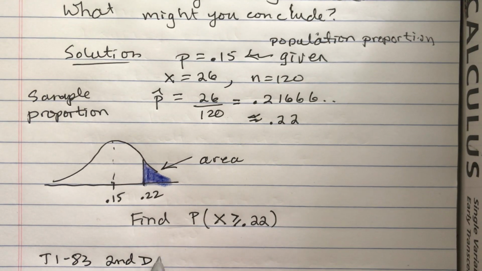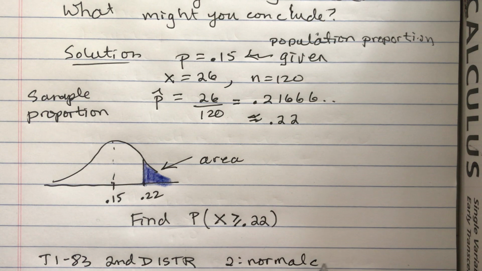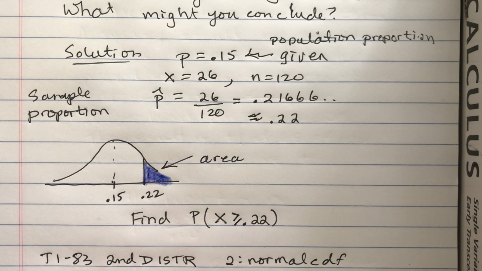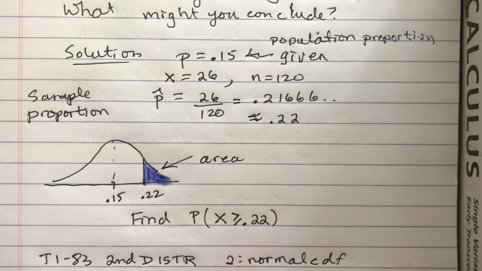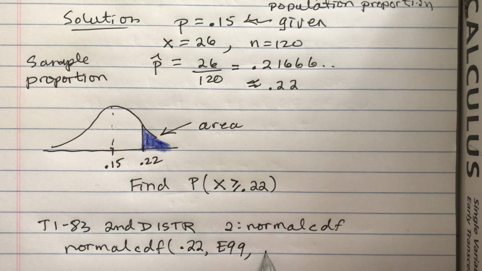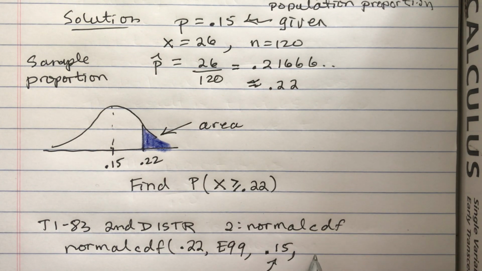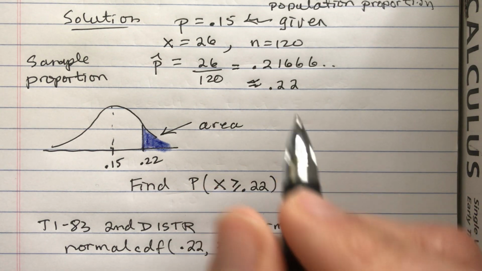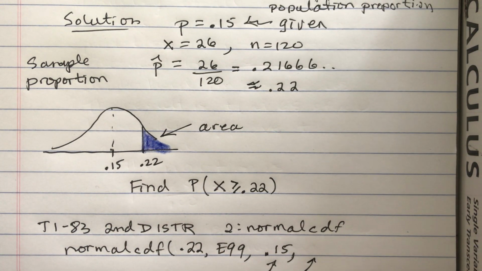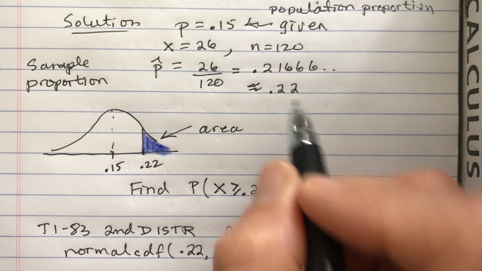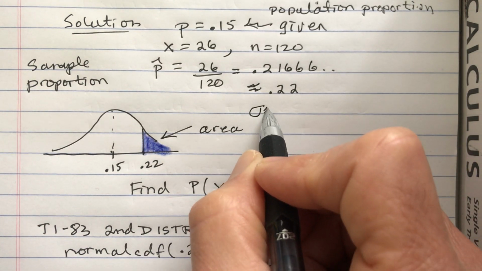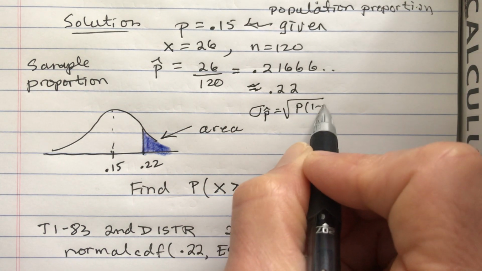Second distribution to normal CDF. And I have normal CDF, and I'm using 0.2 as my left endpoint. The right endpoint goes on infinity, so I'll write E99. And then I'll put in the proportion of the population, which is mu p hat. And then I'll have to put in, just a little bit of trouble, sigma p hat. I should have done this earlier. Sigma p hat is going to be the square root of p, 1 minus p over n.